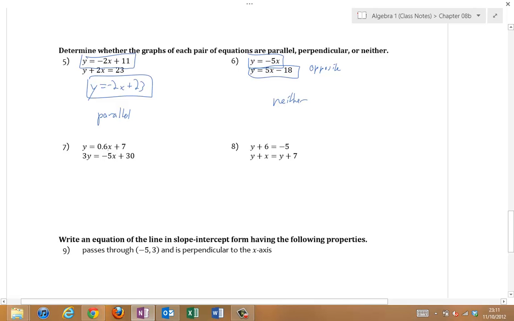Here I have y is equal to, let's write that with fractions. y is equal to 3/5 x plus 7. 0.6 is 6/10 or 3/5. Here I have y is equal to -5/3 x plus 10. If I divide both sides by 10. So there's one, there's the other. Positive 3/5, -5/3. Those are opposite reciprocals. Those are perpendicular.